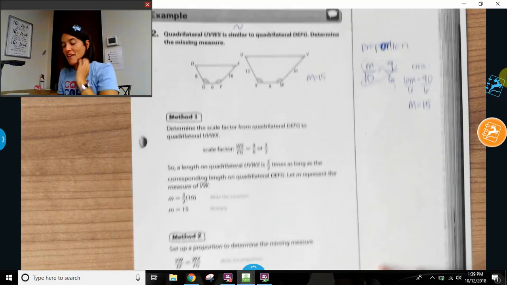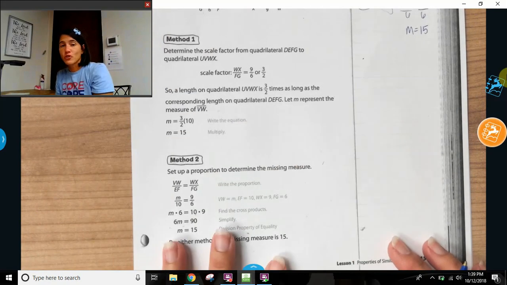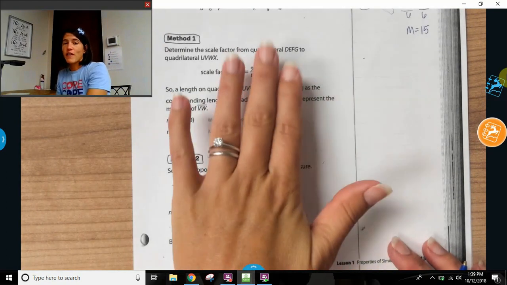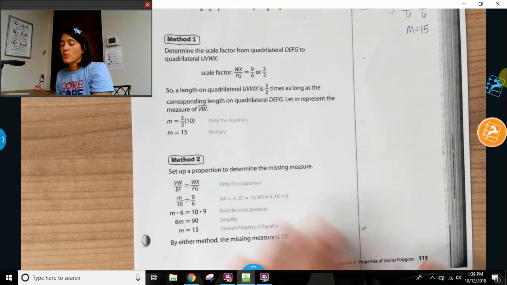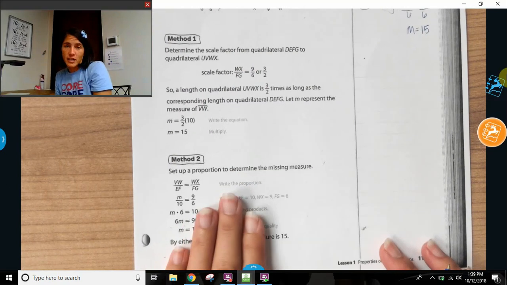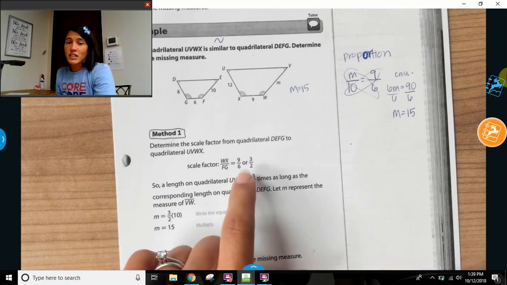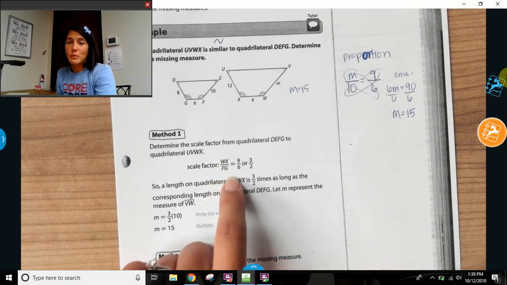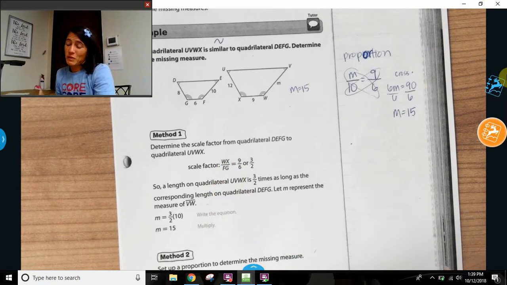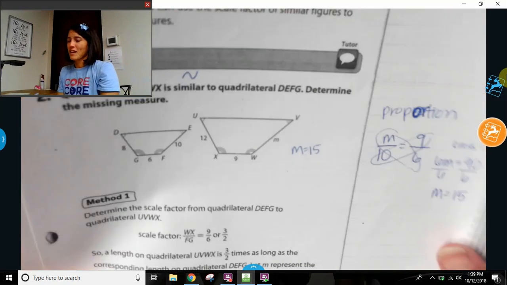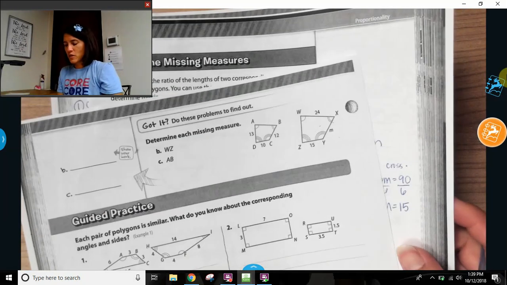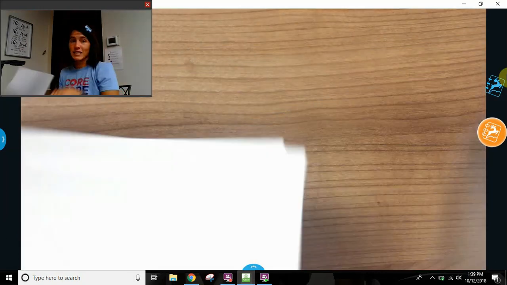Okay? And then the rest of this problem showed you how to do it two ways, to find the scale factor or to set up a proportion. I think setting up a proportion is easy, but finding a scale factor is very good. To find a scale factor, you would just set up the proportion, and then you would simplify. Okay? So, last one. All right, page 116.